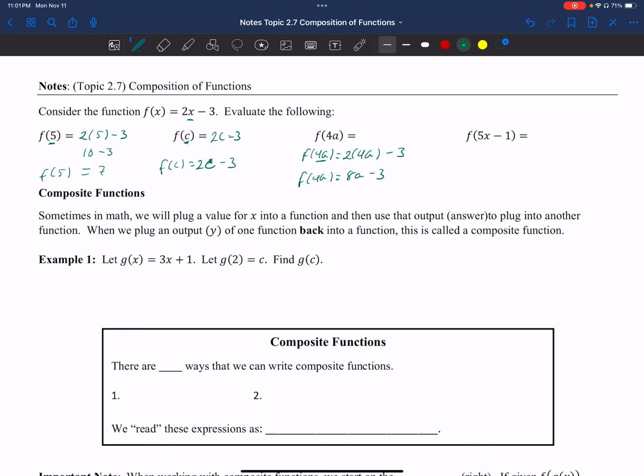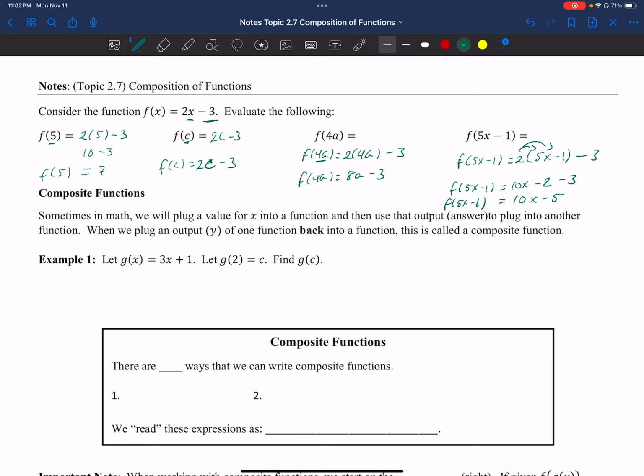Same thing for the last one, but now I have two things, or a binomial, as my input. So I'm going to do f of 5x minus 1 is equal to 2 times 5x minus 1, and then don't forget the minus 3 on the outside. Use the distributive property. So when I do this, I get f of 5x minus 1 is equal to 10x minus 2 minus 3. When I simplify that, that will give me 10x minus 5, since they're both negative. And this is 5x minus 1.